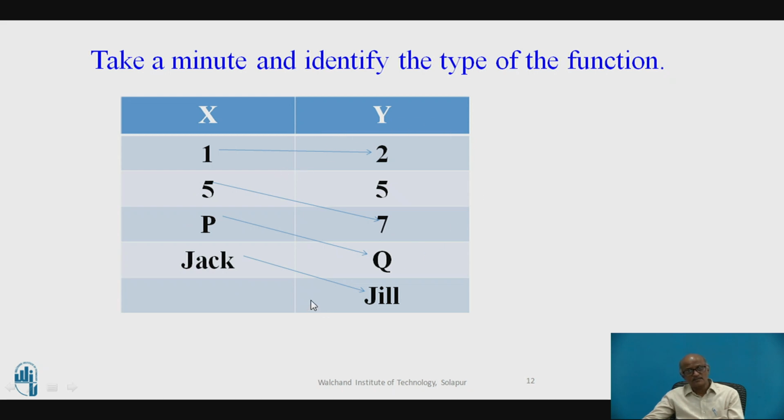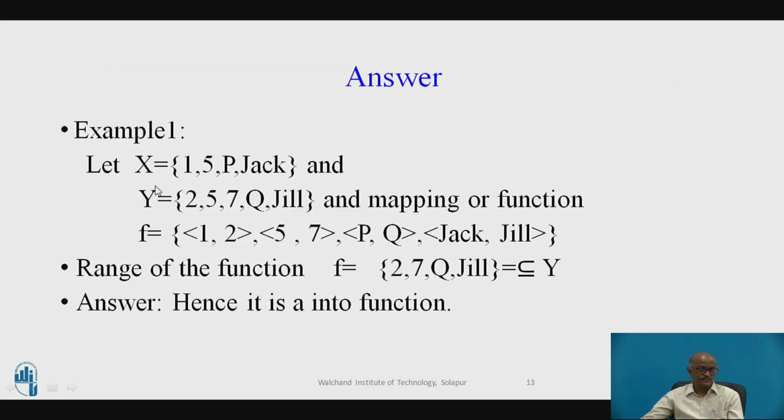The answer for this mapping is like this: 1 to 2, 5 to 7, p to q, and jack to jill. To identify the type of the function, first of all, we need to identify the range of the function. The range of the function f is equal to 2, 7, q, and jill, which is a subset of y. So, hence it is an into function. It is not an onto function. So, this is all about the into function.